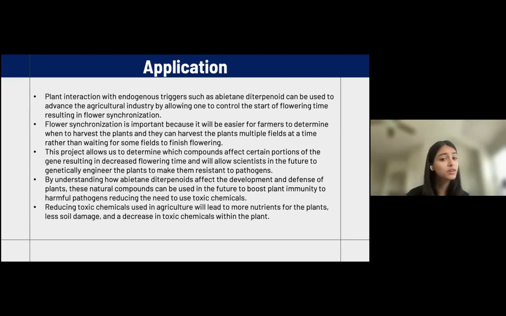And this project allows us to determine which compounds affect certain portions of the plant, resulting in decreased flowering time, and will allow scientists in the future to genetically engineer the plants to make them resistant to pathogens. So by understanding how betaine diterpenoids affect the development and defense of plants, these natural compounds can be used in the future to boost plant immunity to harmful pathogens, reducing the need to use toxic chemicals.